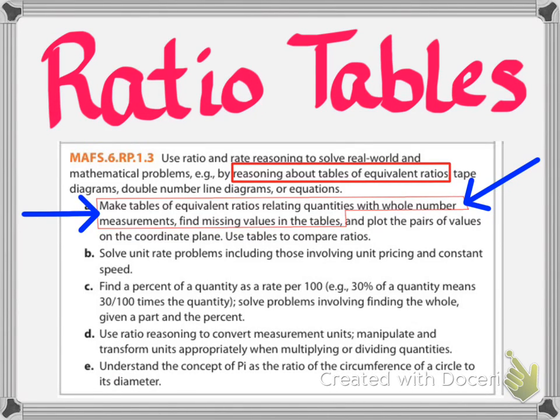Hi there, this lesson is on ratio tables. We're going to be working with ratio tables relating quantities with whole number measurements, finding missing values in the tables. So we're also going to be reasoning about tables of equivalent ratios. You can see that the standard 6.RP.1.3 has many components, so we're only working with one of several components in this lesson.